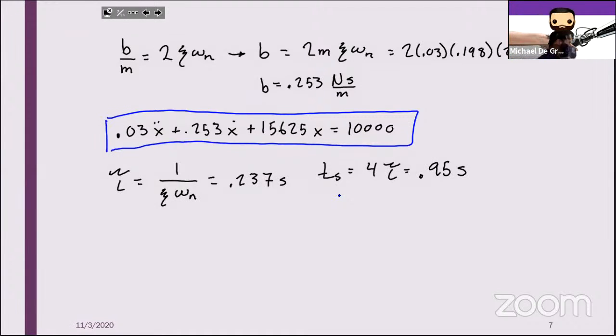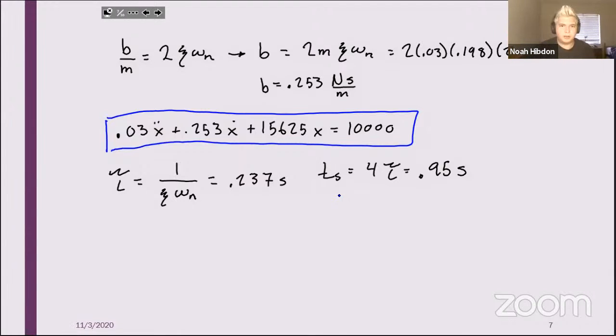We could find all the other things too, right? Once we find zeta and omega n, this becomes a plug and chug thing, right? There is a homework problem where you're going to have to do this.